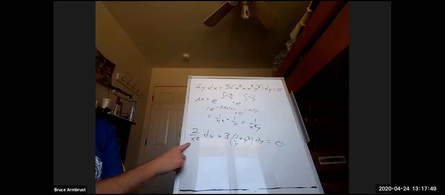However, you can see pretty clearly that this is exact. Differentiate the first one with respect to y, you get 0. The second one with respect to x, also 0. So since those are equal, we know that this is exact.